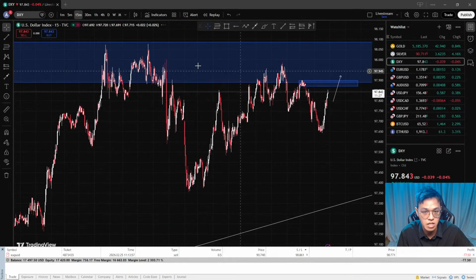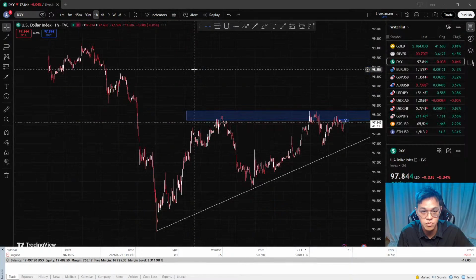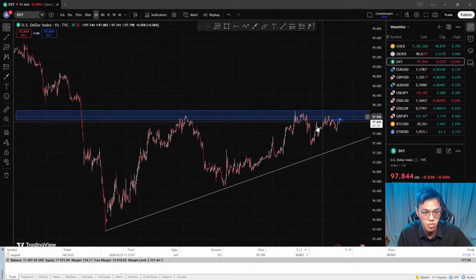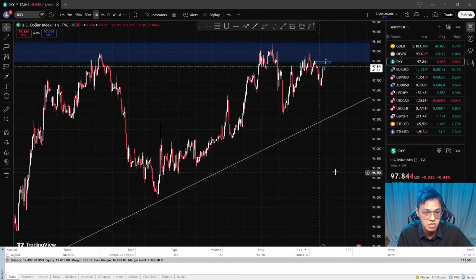There's a signal. There's information that the dollar index tells you guys. It forms a higher low. Here's a higher low, and the price challenges this sub resistance level for the second time.